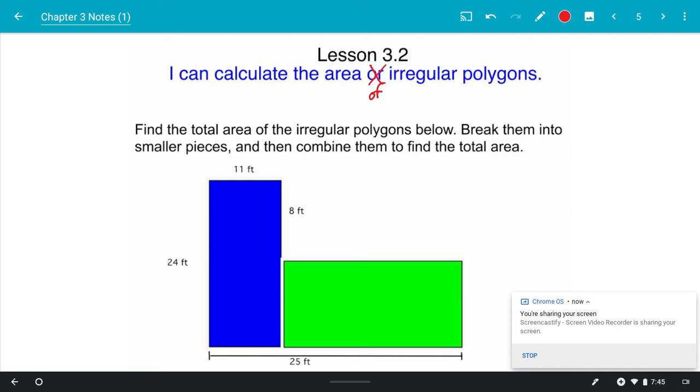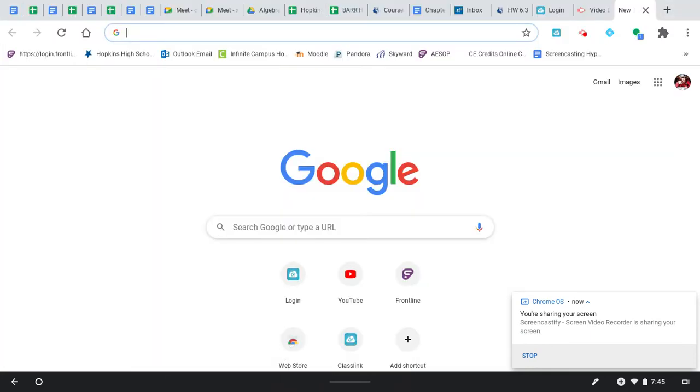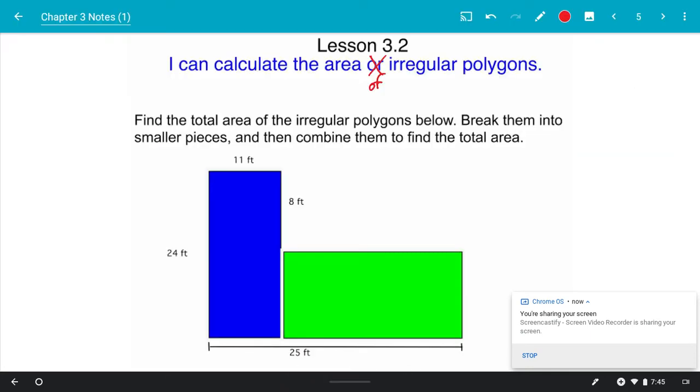That is why. So, what we're going to look at in lesson 3.2 is calculating the area of irregular polygons. Basically, what we are going to do is take some weird shapes and break them into smaller shapes that are easier to calculate. So, for example, we're going to be looking at rectangles. So we've broken this weird shape into two rectangles, a blue one and a green one.